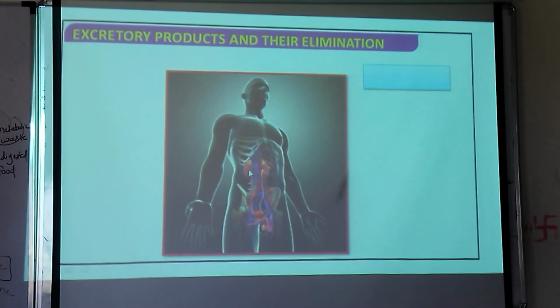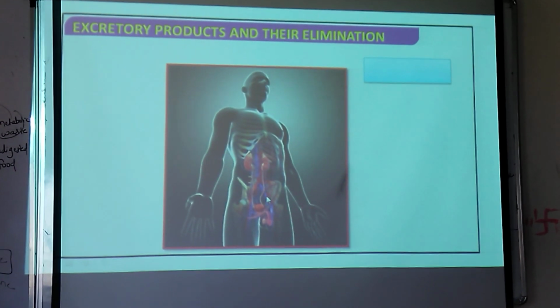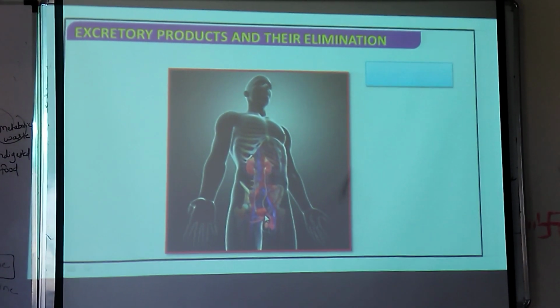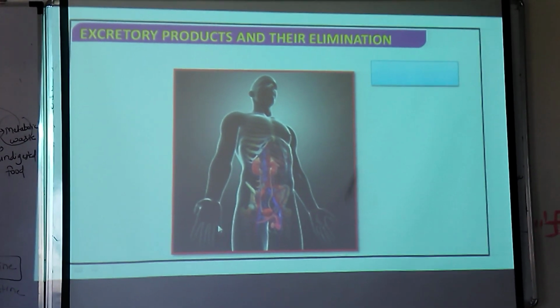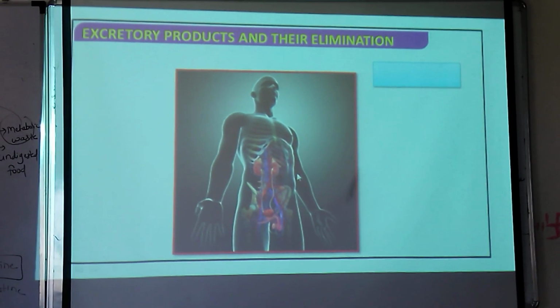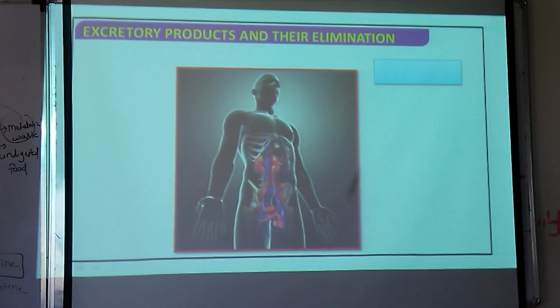This is the place of your kidney. These are the two kidneys. These are the ureters, and this is the urinary bladder, and outside there is a urethra. So this red colored is your excretory system of the human body. Can you see this? This is the thoracic cavity.